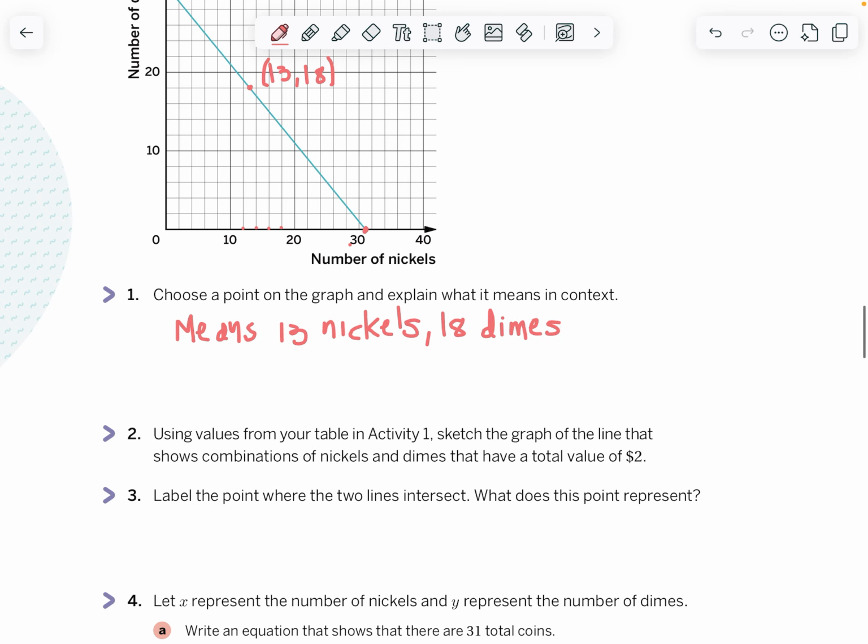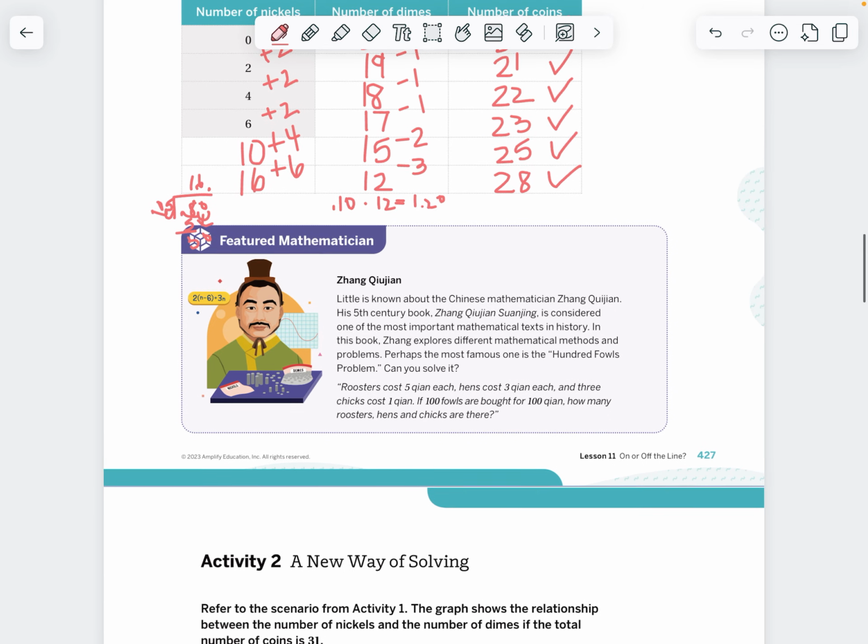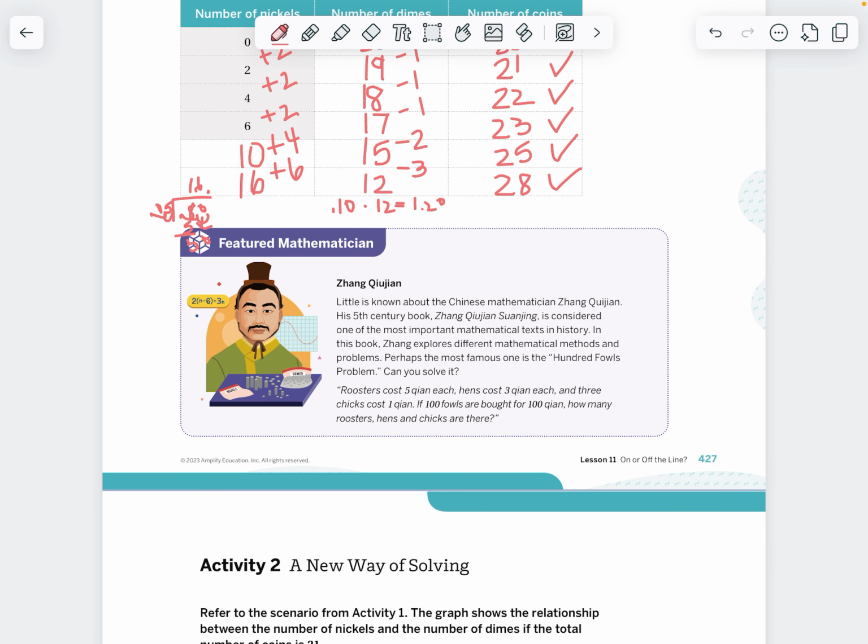So in number 2, using the values from your table in activity 1, sketch the graph of the line that shows combinations of nickels and dimes that have a total value of $2. So what you're going to do is sketch your own graph where we want to equal the point on the line from the activity. So you can see those all equal $2 from activity 1.